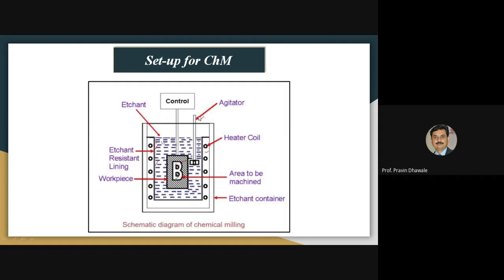And there will be an agitator to stir the solution. And there will be a certain control system by which we can immerse this workpiece in this etchant solution for the proper time, for a particular period, so that a chemical reaction takes place between the etchant and this open part, that is the B shape.